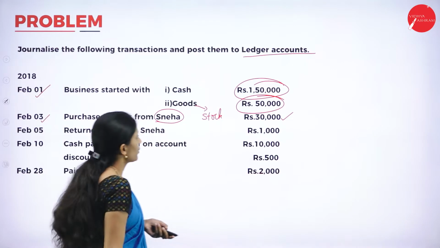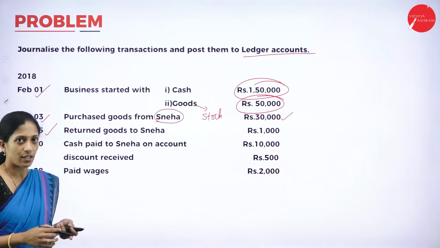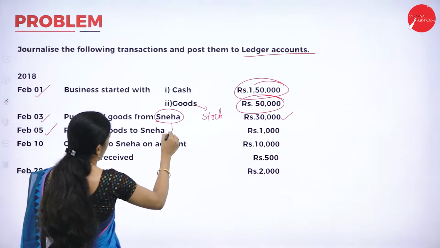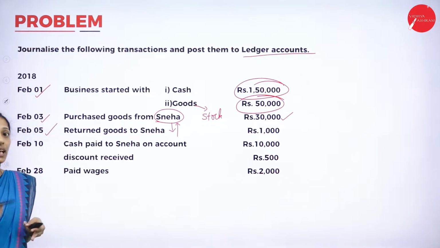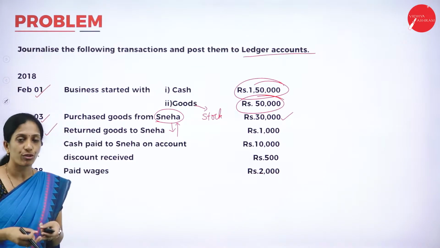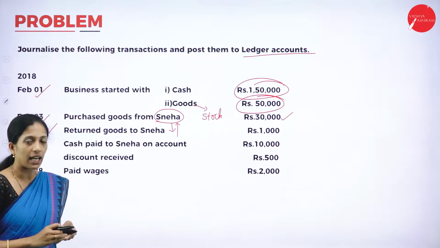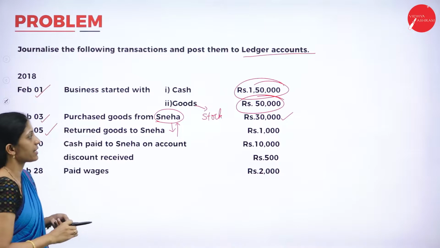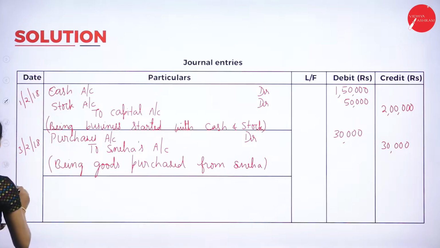Now moving on to the next entry, that is Feb 5th, returned goods to Sneha. So already we have purchased goods from her. Now we are returning her back. So what is the entry? Now we are returning it to Sneha. Sneha is going to receive that goods. So what is your journal entry? Sneha's account debit to purchase returns account. And what is the amount? 1000.